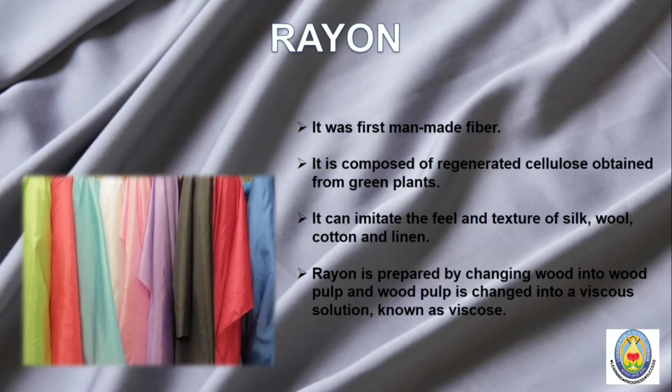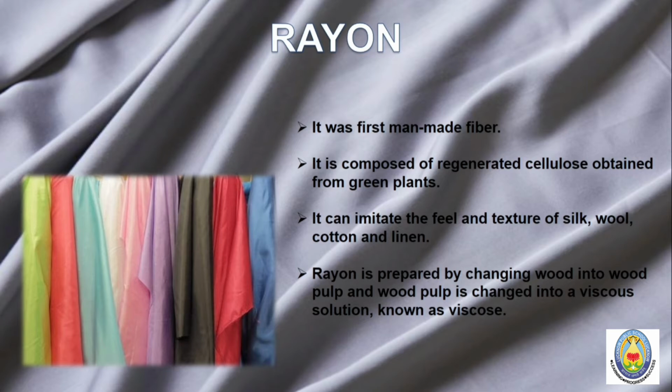Rayon was the first synthetic fiber to be invented, at the end of the 19th century. The luster and the texture of silk captivated millions of people. Rayon resembles silk fiber in appearance, so it is also known as artificial silk. Rayon is prepared from cellulose obtained from wood pulp. It is known as a regenerated fiber.